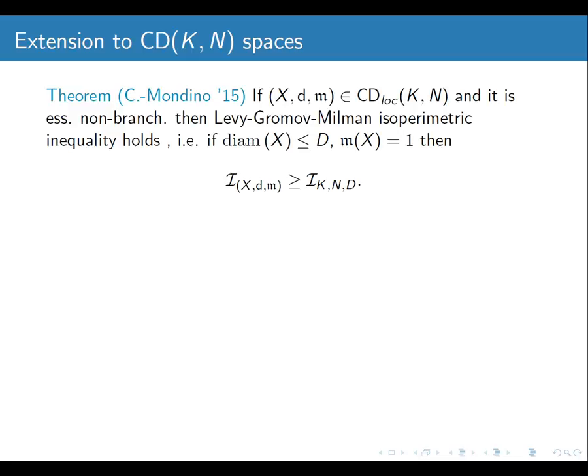So if we have this metric measure space verifying the local curvature dimension condition, anyway, if you don't know what it is, just think about the curvature dimension condition, and the space is essentially non-branching. So again, if you don't know what it is, just think about a non-branching space. Non-branching means that if you have two geodesics starting from the same point, and they meet at some intermediate point, then they have to coincide. So if you have two different geodesics starting from the same point, they can never meet at some intermediate time. So this kind of situation cannot happen.